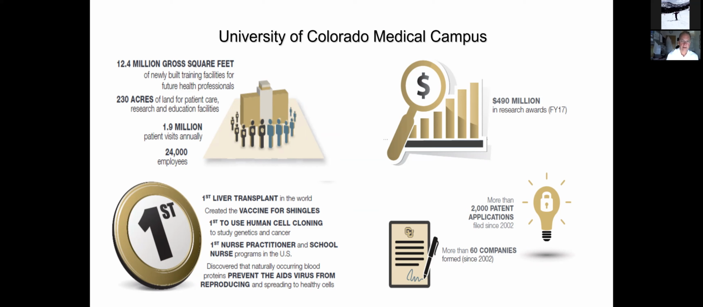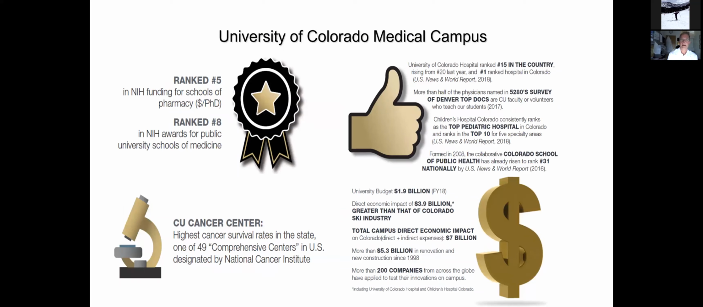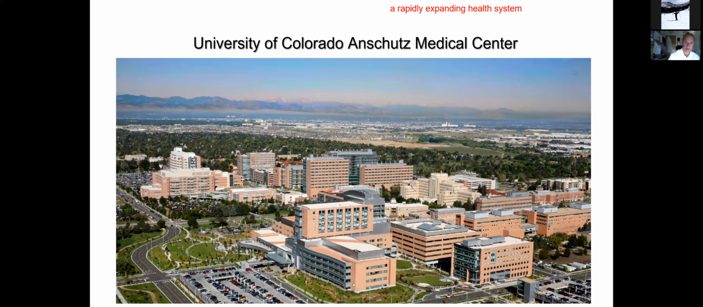Nearly 500 million in research awards, a lot of firsts, including the first liver transplant, and vaccines and other things. And there's a lot of hospitals and clinics located on the campus. Also a lot of science and patents and things going on too. The hospital has been nationally ranked for quite a while, and the economic impact of the campus is also considerable. Again, I won't read all of these, but just wanted to point out this little gem that a lot of people really haven't heard much about.